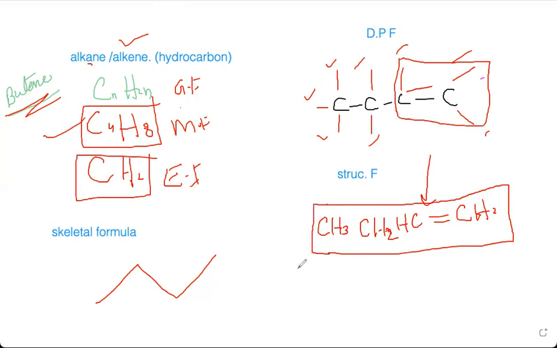And what is the skeletal formula of butene? The same as butane, but there is a double bond. Where is the double bond? This is the first carbon, this is the second carbon. Here is a double bond. This is the skeletal formula of butene. So simple. Is there any confusion? No, it's clear to me.